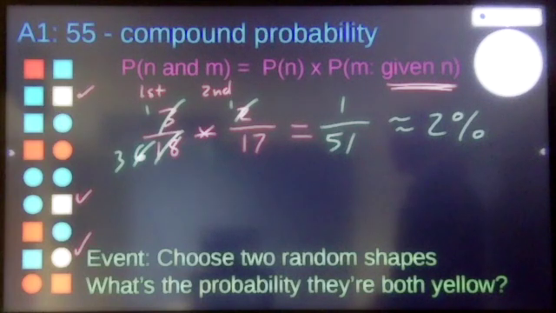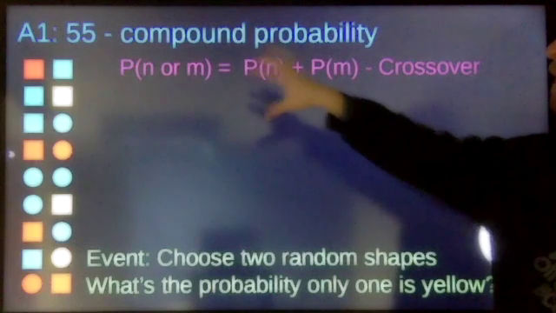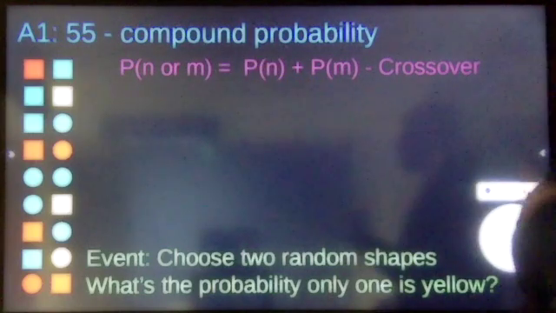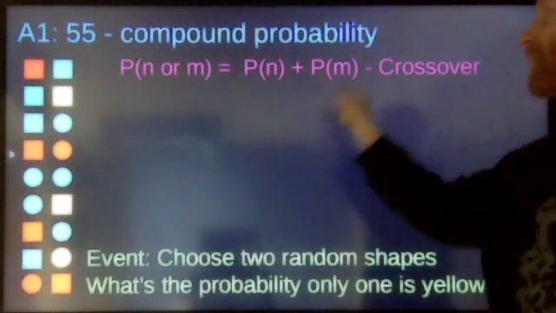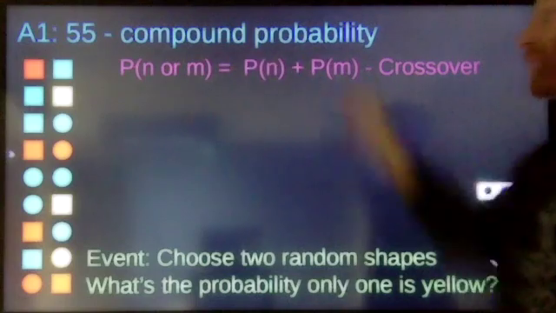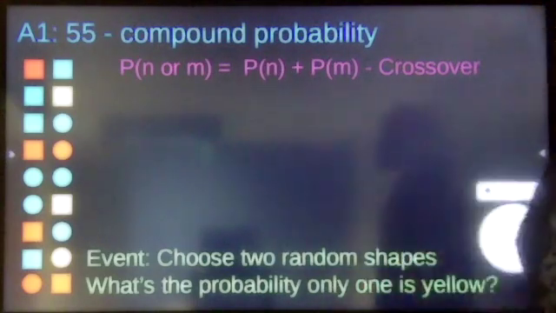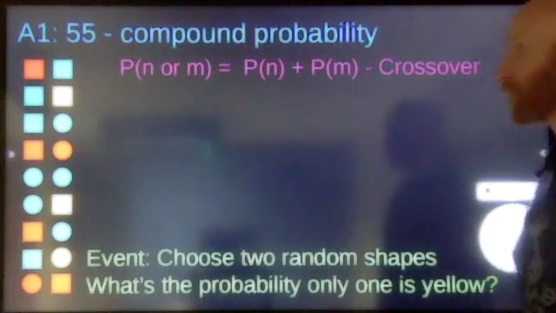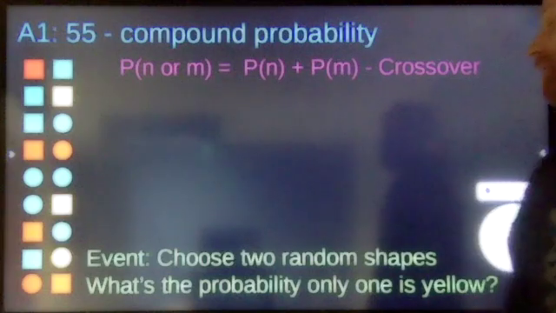Not very likely. Here's our second rule. Second thing to be aware of. If you are finding the probability that one thing or another thing happens, that's going to be an addition. What's the probability the first thing happens plus what's the probability the second thing happens? And then sometimes we're also going to have to subtract out what I'm going to call a crossover. All right, the probability that both things happen.